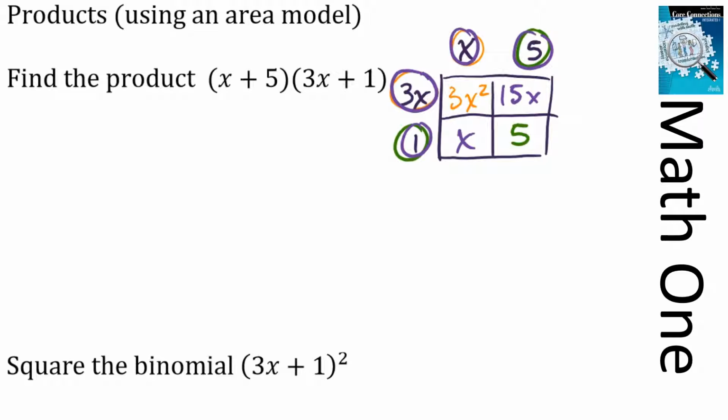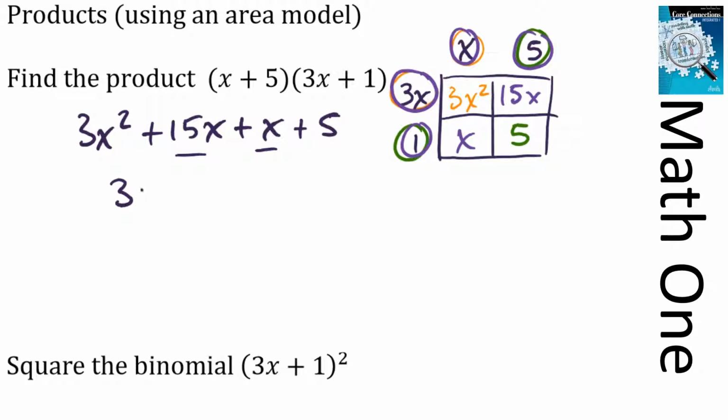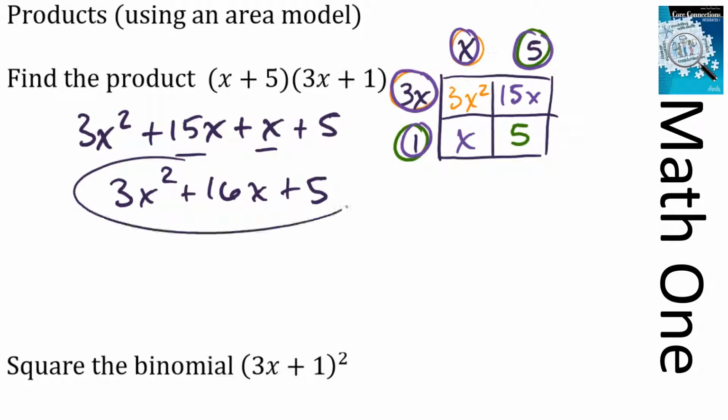So if I look at those four boxes, that's my product, and I can simply write it as 3x squared plus 15x plus an additional x, and then plus 5. Because I have two of these that are like terms, 15x and 1x, I can combine them. So my preferred answer would be 3x squared plus 16x plus 5. So that's the product of x plus 5 and 3x plus 1.